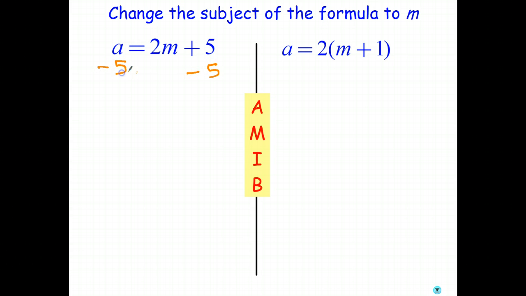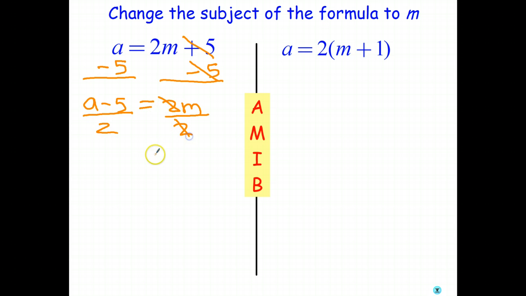So I do that to both sides. Minus 5 plus 5 cancels out. And my new equation is 2m equals a take 5. And finally, to undo multiplying by 2, I divide by 2.